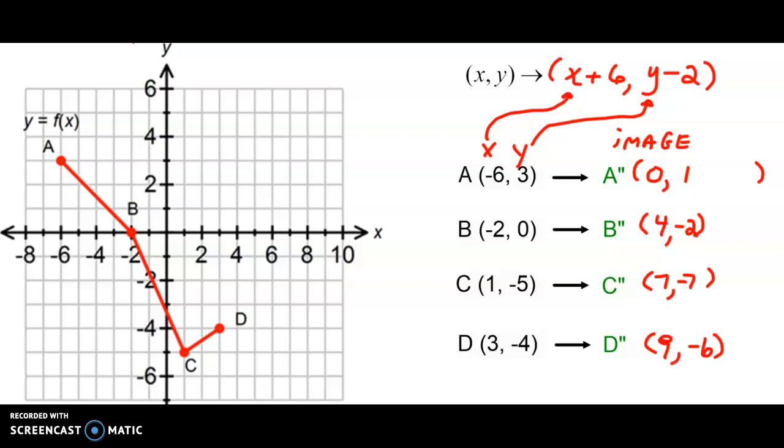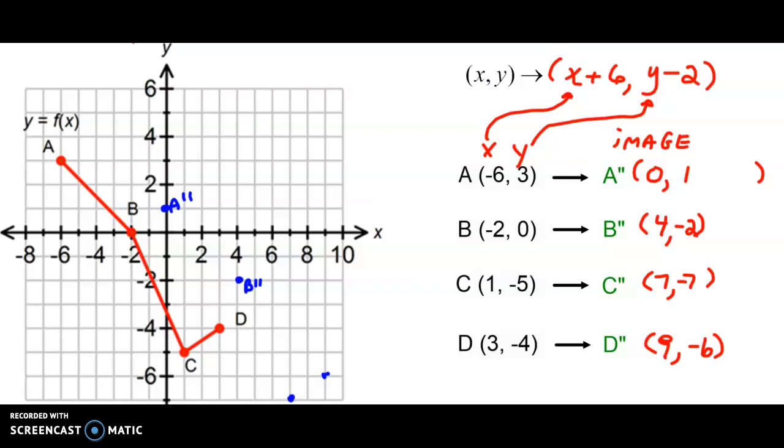So again, I have my image. I'm going to plot them on the graph. I'll put in a different color so you can see it. So (0, 1) is right here. So this is a double prime. I have (4, −2), which is B double prime. I have (7, −7), which is here. And I have (9, −6).